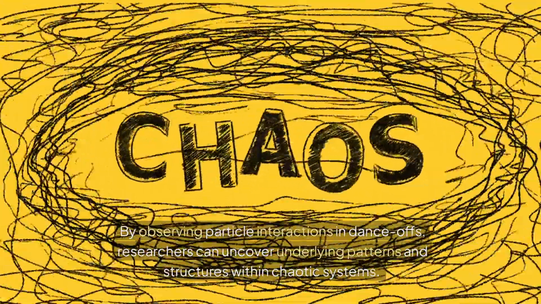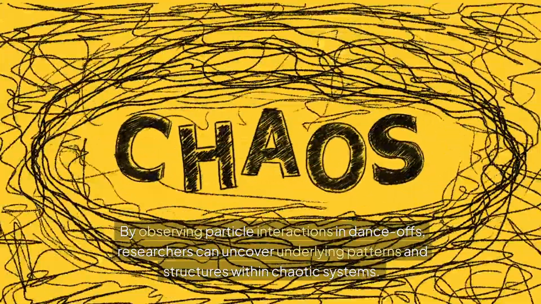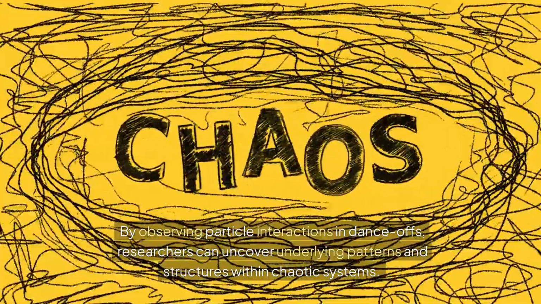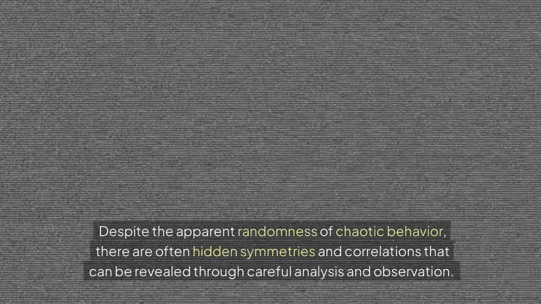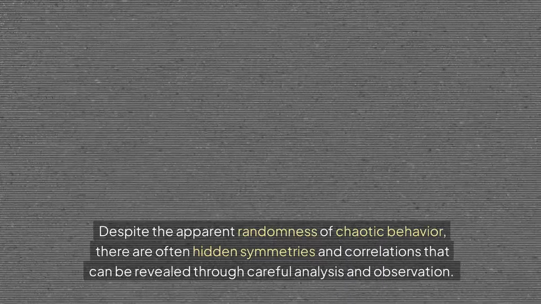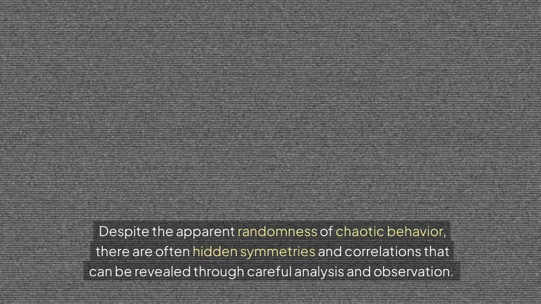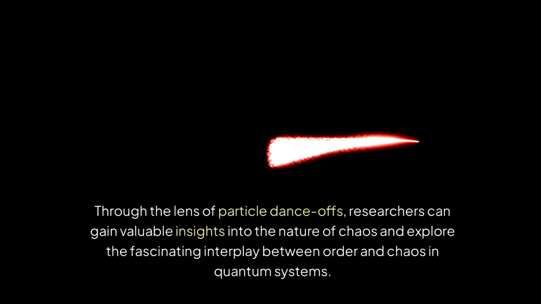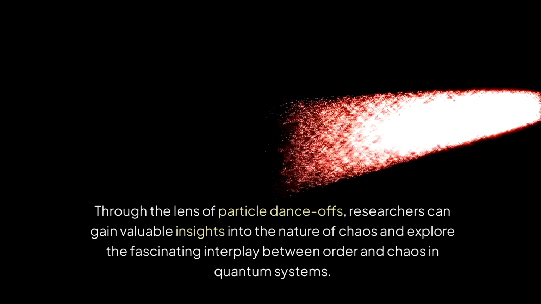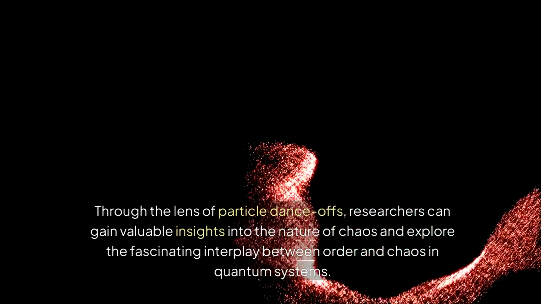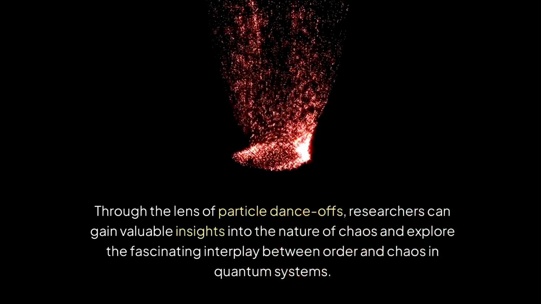By observing particle interactions in dance-offs, researchers can uncover underlying patterns and structures within chaotic systems. Despite the apparent randomness of chaotic behavior, there are often hidden symmetries and correlations that can be revealed through careful analysis and observation. Through the lens of particle dance-offs, researchers can gain valuable insights into the nature of chaos and explore the fascinating interplay between order and chaos in quantum systems.